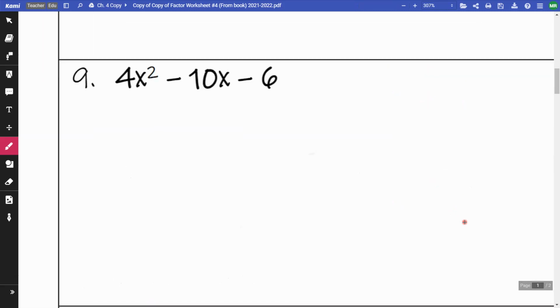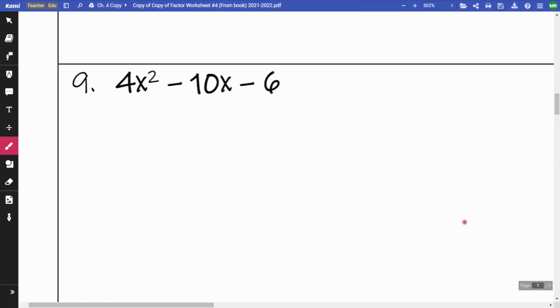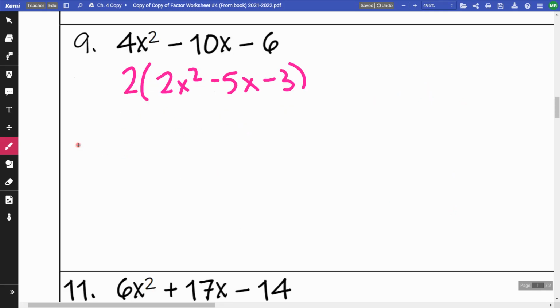Now, on one like number 9, I can factor out something from each of these terms. I can factor out a 2. And when I factor out a 2, I get a 2x squared minus 5x minus 3. Now, when I factored that 2 out, I'm left with a trinomial with an x squared and an x. Maybe this can be factored further. Maybe it's not, maybe that's all I can do, but let's try it.